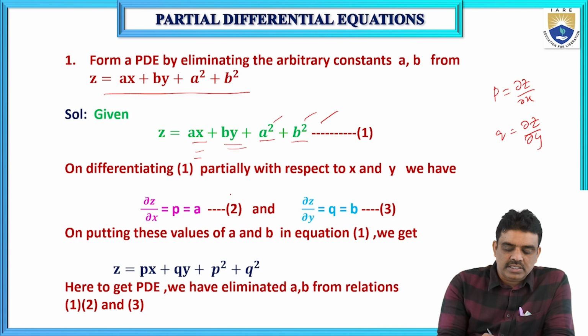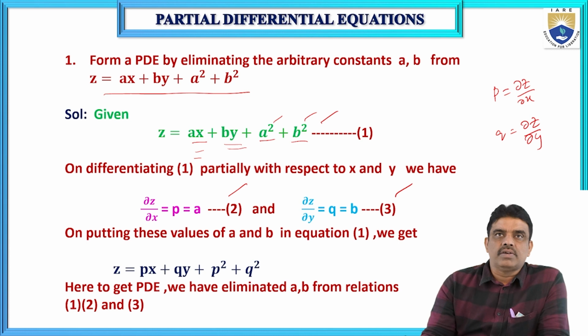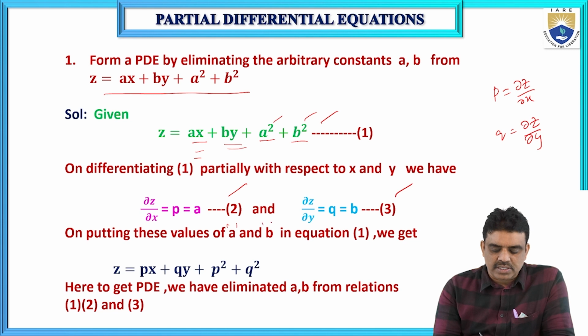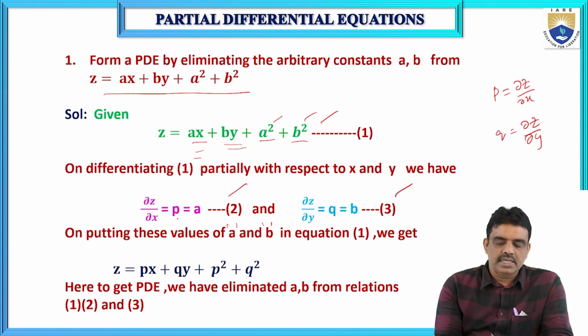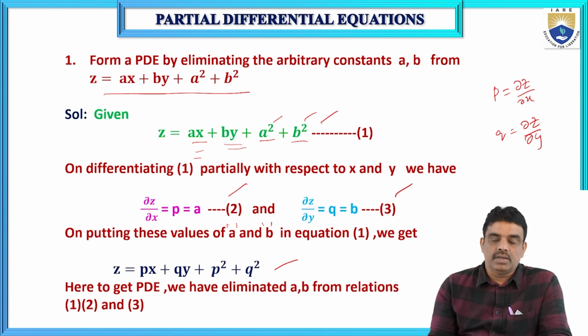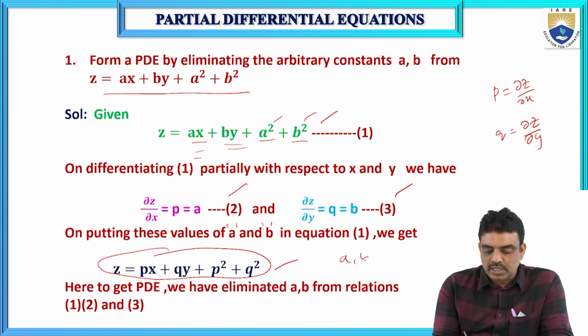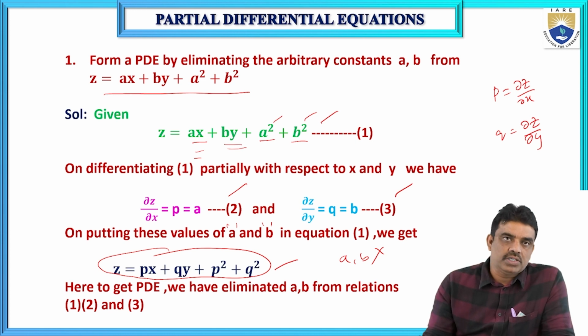So we have two equations, equations 2 and 3. Now substitute equations 2 and 3 in equation 1 to get the required result. On putting these values of a and b in equation 1, we get z is equal to px, as a is substituted by p and b is substituted by q. So z is equal to px plus qy plus p square plus q square, which is the required partial differential equation, free of a and b. There are no terms of a and b.